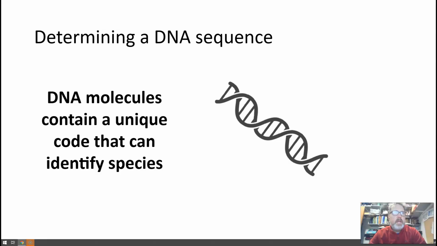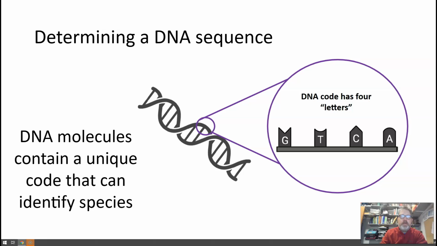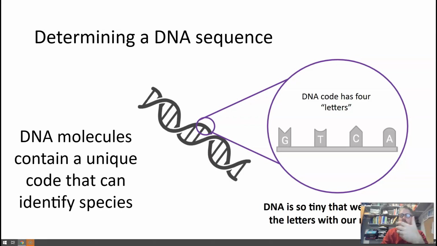So how do we determine that DNA sequence? Remember, DNA contains a unique code that can identify species, right? That code is made up of 4 letters, right? G, T, C, and A. The order of those letters is what is going to determine our sequence, right?